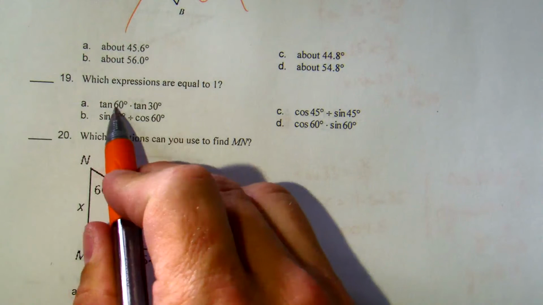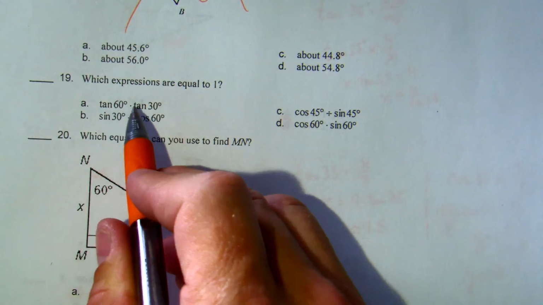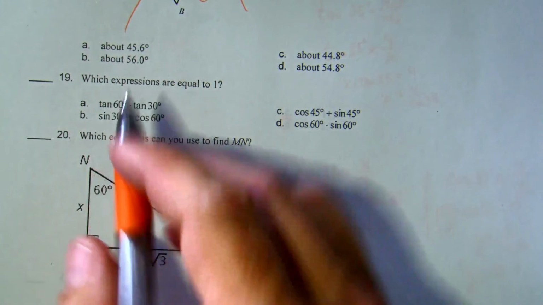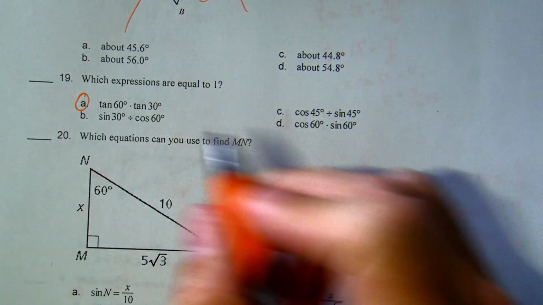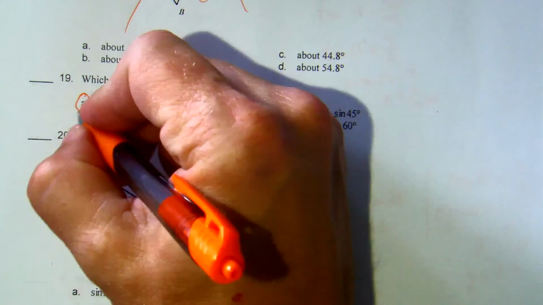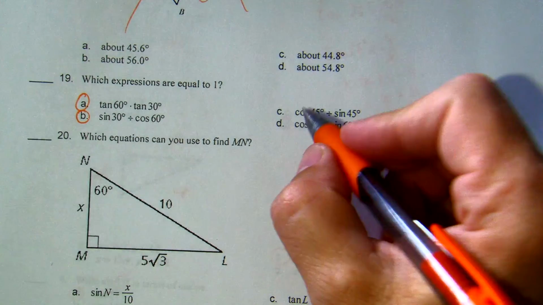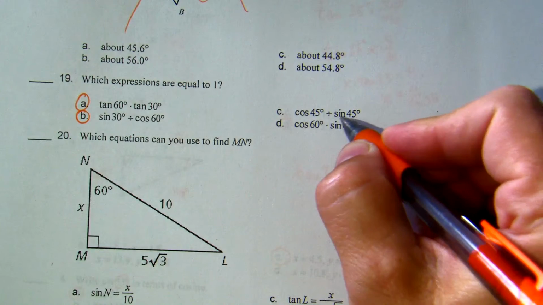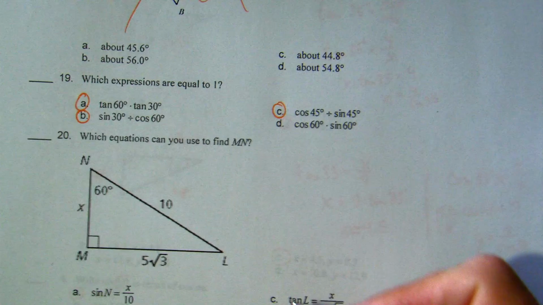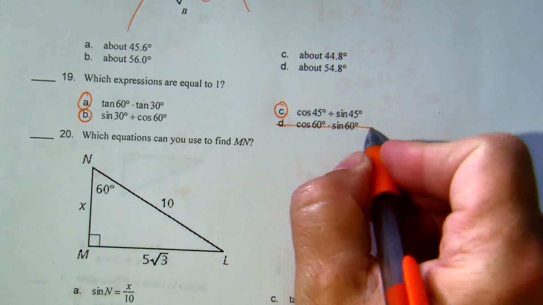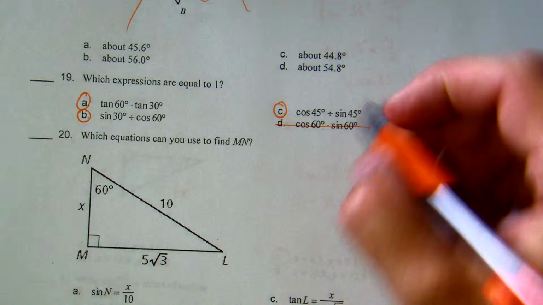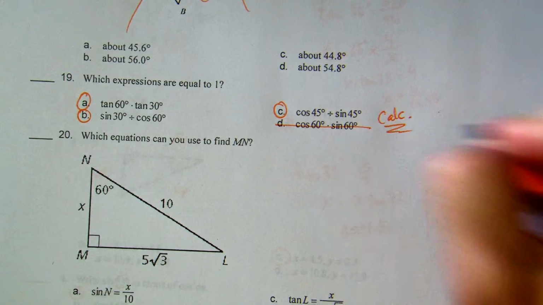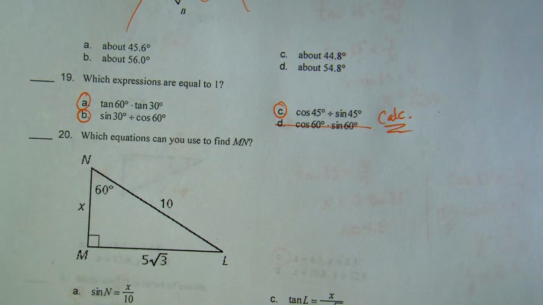All right, you just put in the calculator tangent 60 times tangent 30, and you're going to find out it's equal to 1. You're going to put in sine 30 divided by cosine 60 in your calculator. It's equal to 1. You're going to put in cosine 45 divided by sine 45. That's also equal to 1. But when you put that one in there, it does not equal 1. Okay, it's just calculator work. I'm going to put calc beside it. Okay, that's an easy one.